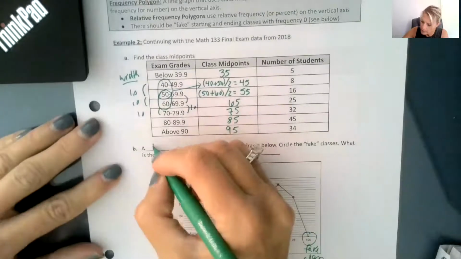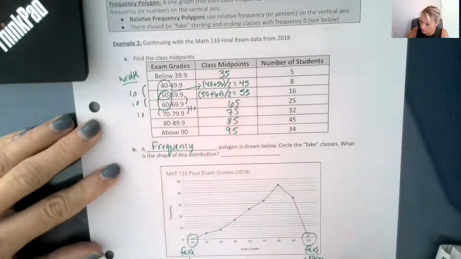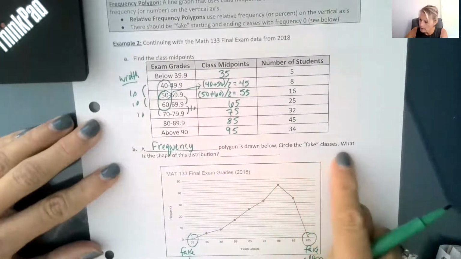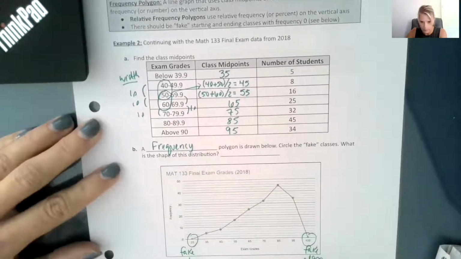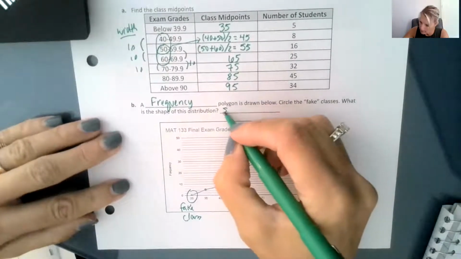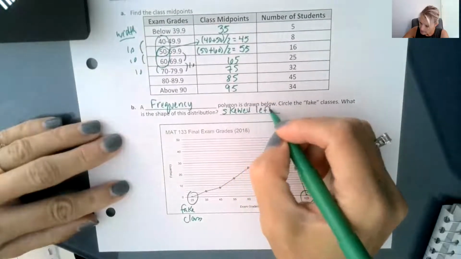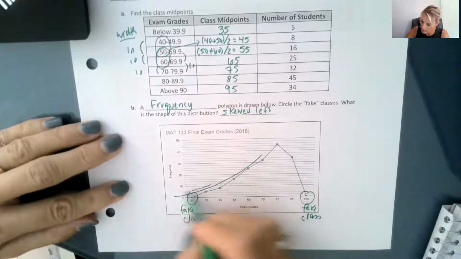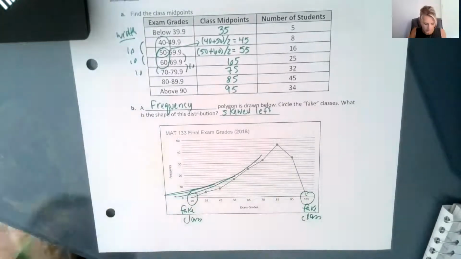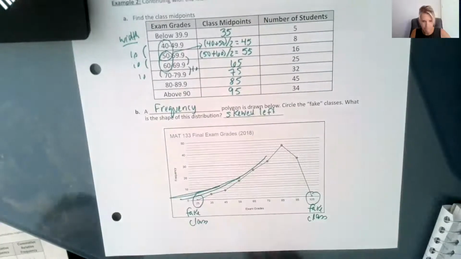So it says a frequency polygon is drawn below. Circle the fake classes. What is the shape of the distribution? So there's our fake classes like we discussed, and the shape of our distribution is definitely skewed left, because it's always skewed where it's thinnest. That's our frequency polygon.